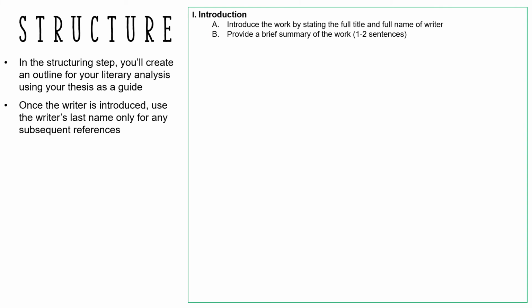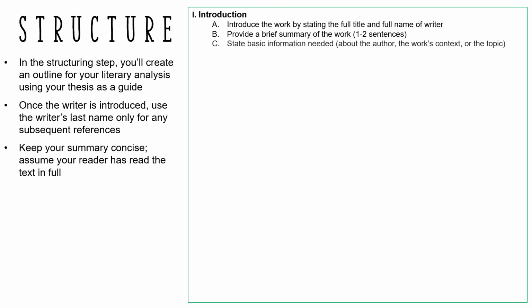Then, provide a brief summary of the work using 1 to 2 sentences. Keep your summary concise. Assume that your reader has read the text in full. Next, moving from general ideas to more specific ideas, state any basic information about the author, the work's context, or the topic that's needed to understand your argument.